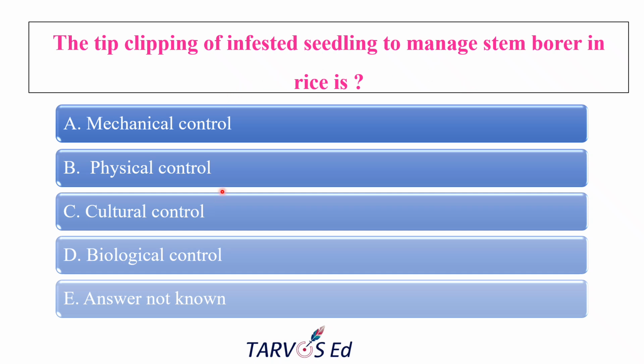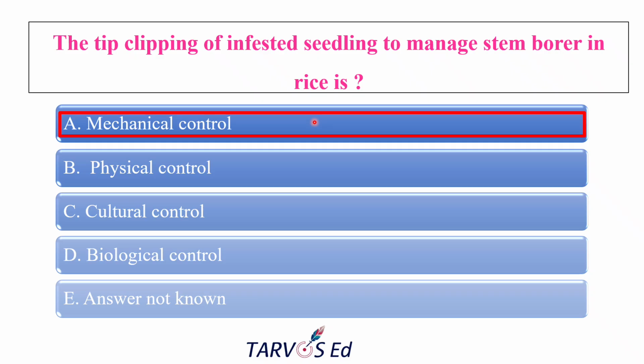So different options are given. You may know that tip clipping is done mechanically, right? So the correct answer is mechanical control, which is the physical removal or killing of the pest using manual labor or tools.